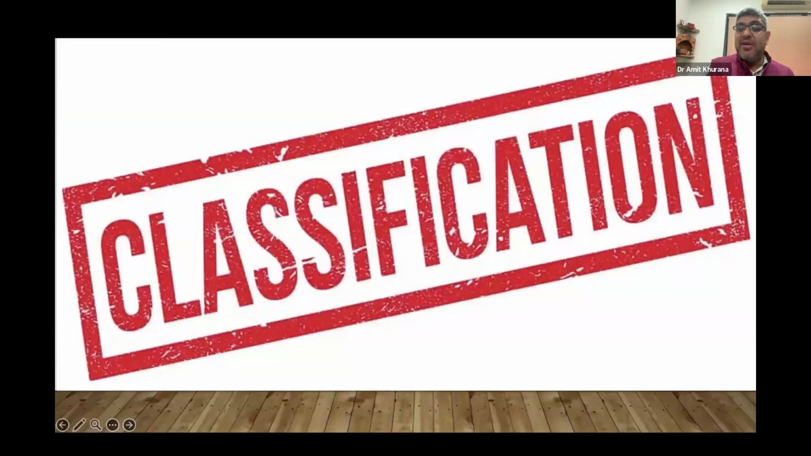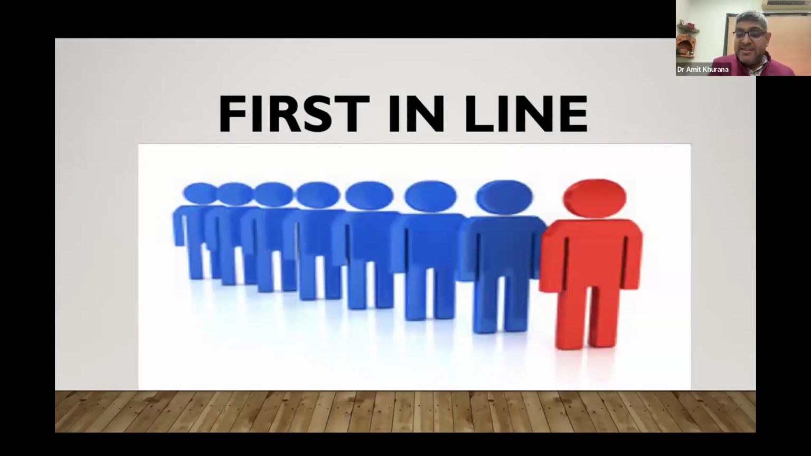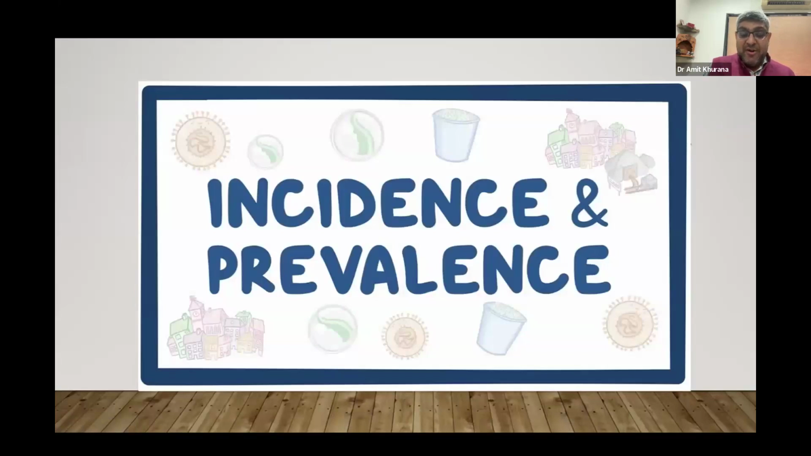Very simple. Once you know that your patient has macrocytosis, the next thing you must do is classify what type of macrocytosis you are dealing with. The best way to classify is whether you are dealing with macrocytosis without anemia or macrocytosis with anemia. First, we must know what macrocytosis without anemia is: you don't have any anemia, but you've got macrocytosis.